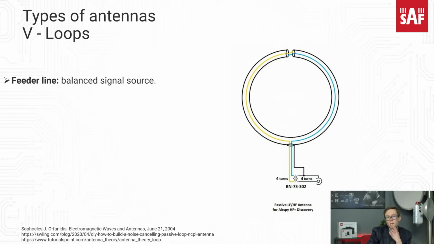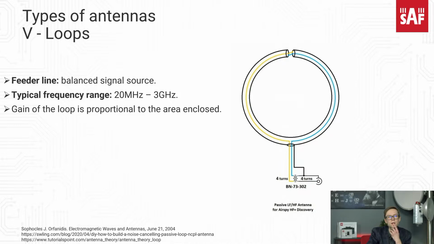And as you may notice, the balanced signal is what we require on the input of this antenna. That is why we're using a balun if connected to the unbalanced line. Quite a broad frequency range for this type of antenna, from 20 MHz to 3 GHz typically, and gain is proportional to the area which is enclosed by this loop.